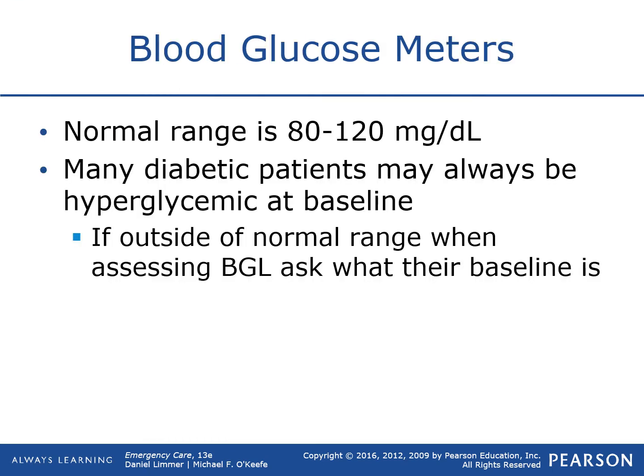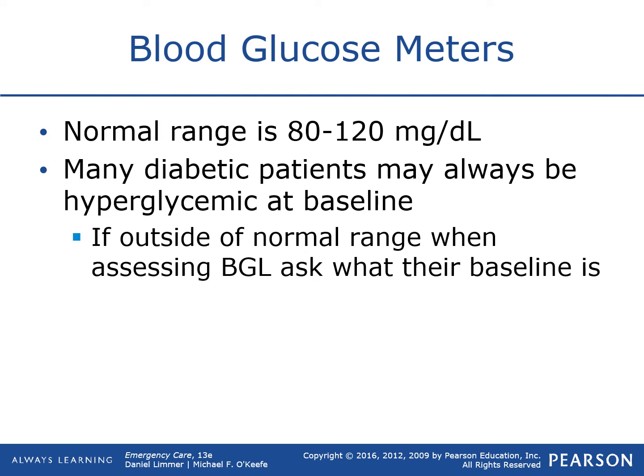So keep in mind that the normal range of blood sugar in the body is 80 to 120 milligrams per deciliter. Also keep in mind that a lot of diabetic patients, especially type 2 diabetic patients, may always be hyperglycemic at baseline. If they are not following their treatments and they are not compliant with their medications, then they might always be hyperglycemic.